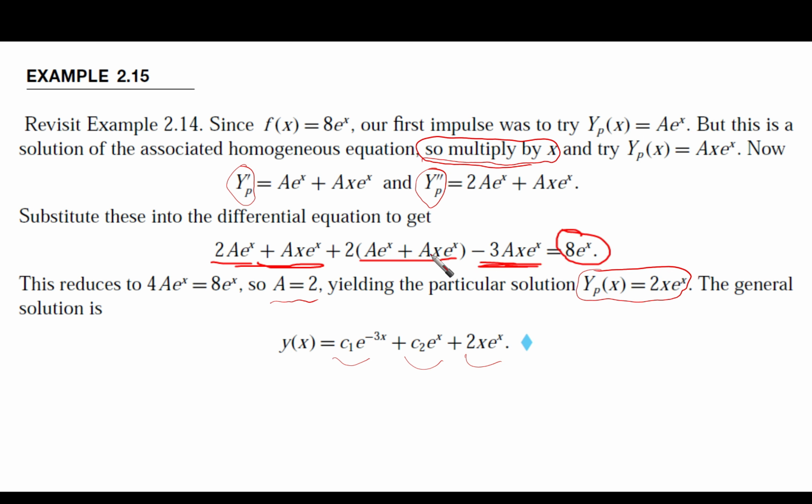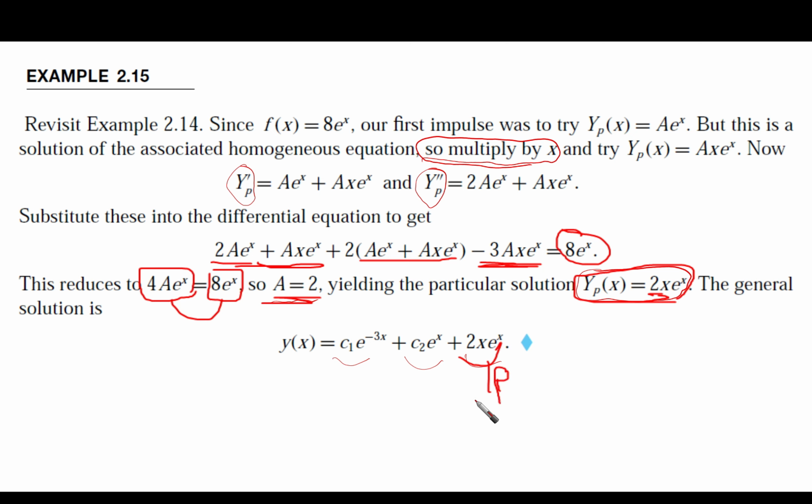Now, rearrange the left hand side. You're going to find that the left hand side reduces to 4a e to x, and the right hand side is as it is, which is 8 e to x. This means that our a is 2, yielding the particular solution 2x e to x. Okay, so now this is our solution. This is y particular here.